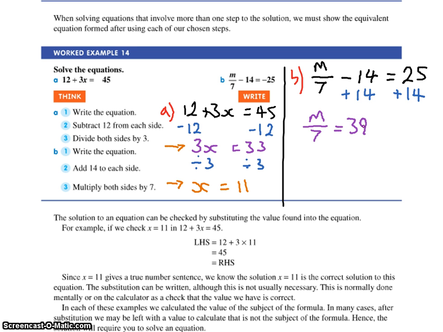Okay, cool. Now how do we undo that? You've got m divided by 7, so we times both sides by 7. And we end up with m equals 273. Pretty sure. We'll double check it.